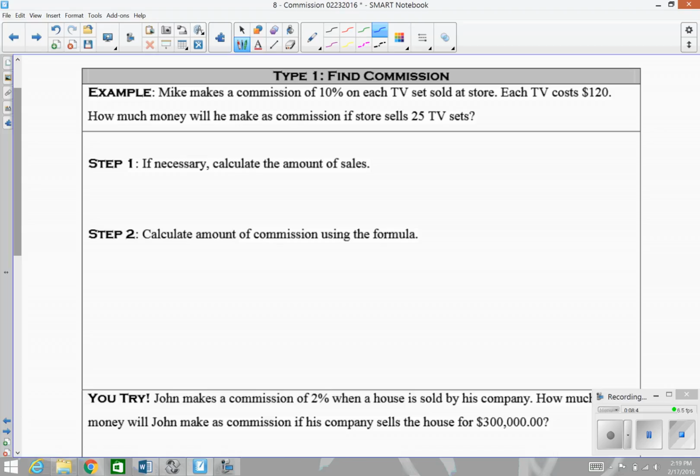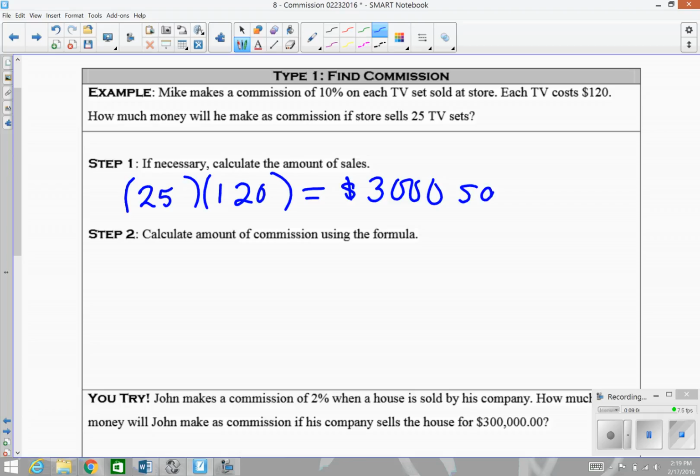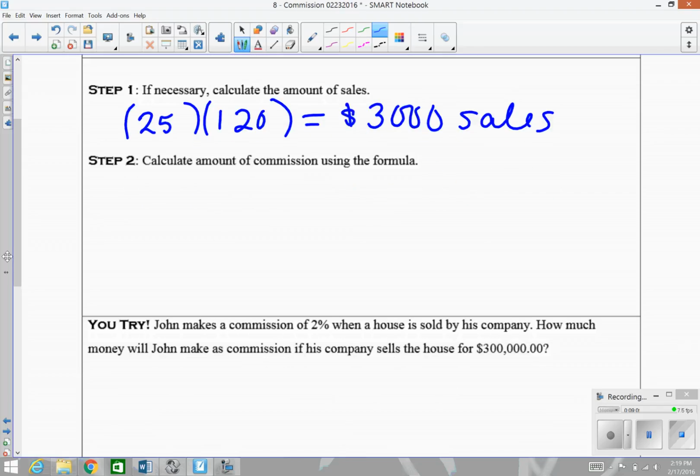So step 1 is to calculate the amount of sales if necessary. Sometimes they'll just come right out and tell you how much was sold, but in this particular case, you do need to calculate a little bit. We have 25 TVs being sold at $120 each, which gives us $3,000 in sales. Now we know that Mike gets to make commission on 10% of that. So we write our formula. You can write our generic one, Formula 1, or you could write the commission specific one that looks like this. Percent times sales equals the amount of commission.